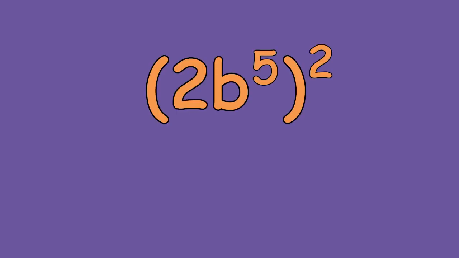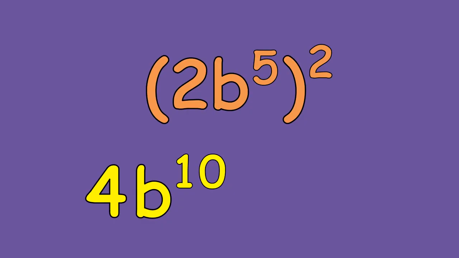Let's try one a little harder. Since the exponent 2 is on the outside of the parentheses, we need to square everything inside of the parentheses. We'll begin by squaring the 2 to get 4. Now we need to square the b to the 5th power by multiplying the exponents to get b to the 10th power. That leaves us with a final answer of 4b to the 10th power.